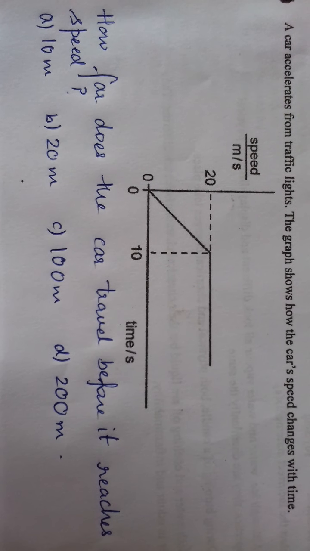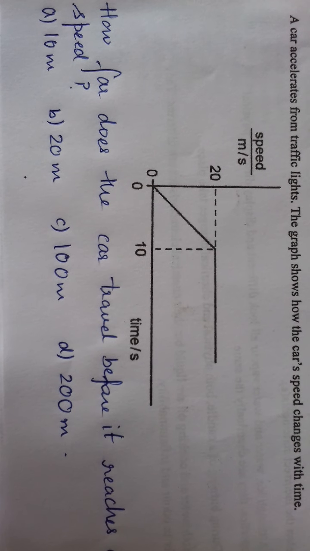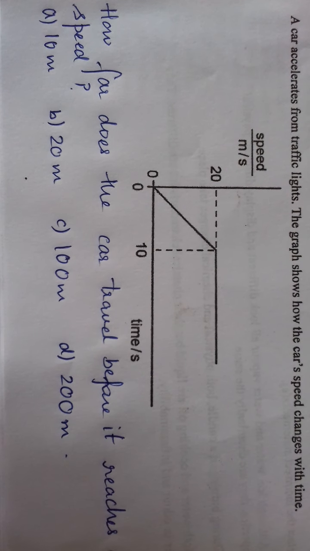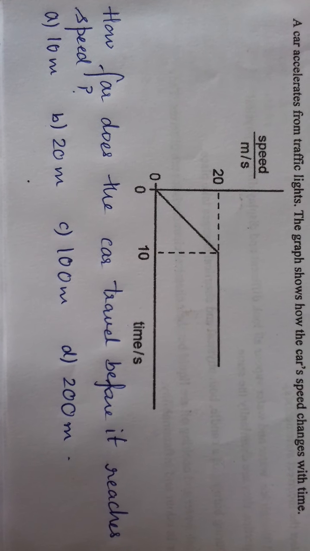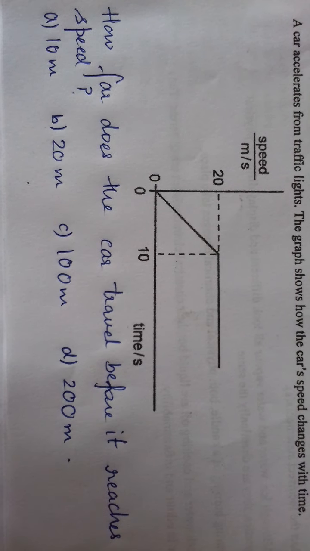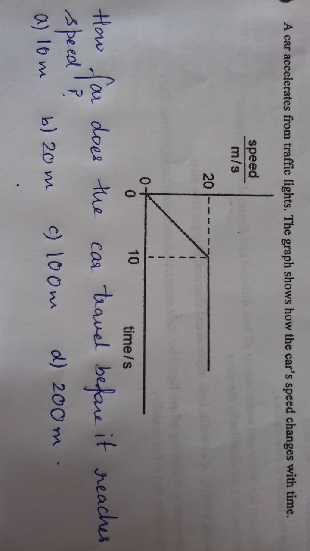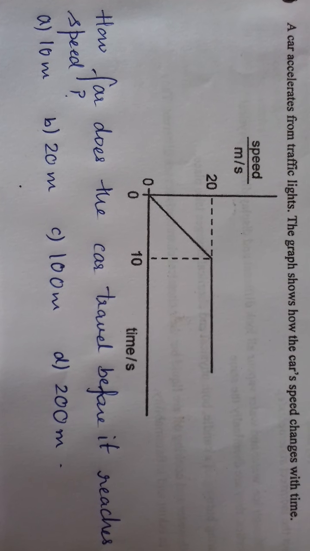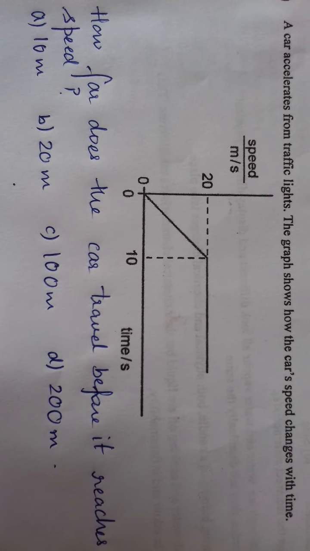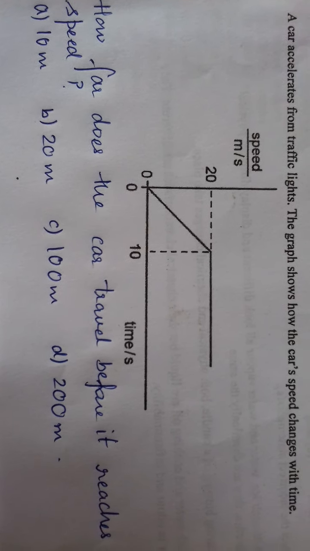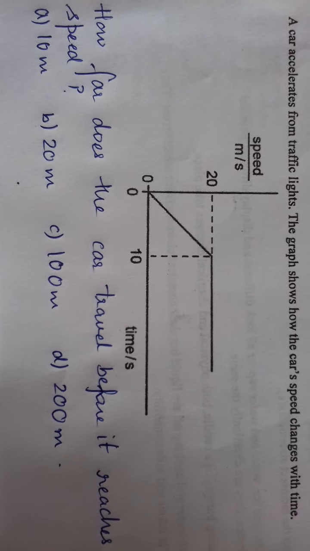So now the last MCQ for today is, a car accelerates from traffic lights. The graph shows how the car speed changes with time. So look at the graph. It is again a speed time graph and speed is in meter per second, time is in seconds. If we look at the graph, we see that during the first 10 seconds, speed changes from 0 to 20 meter per second, and since the graph is a straight line inclined to the time axis, it is a case of uniformly accelerated motion.